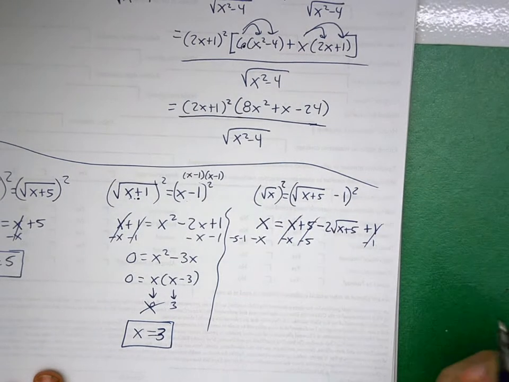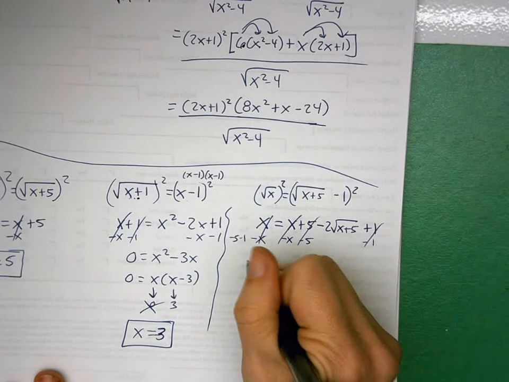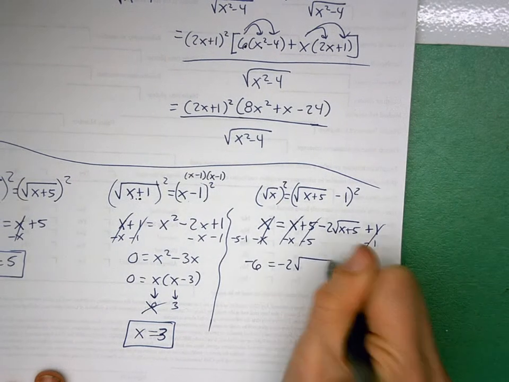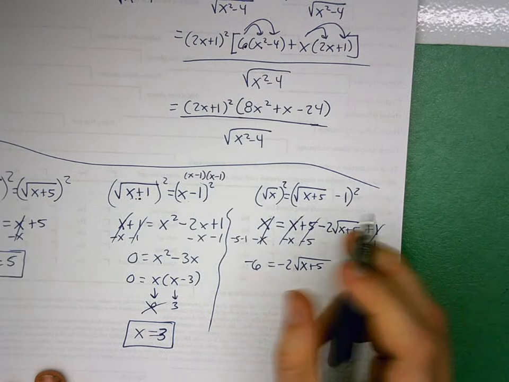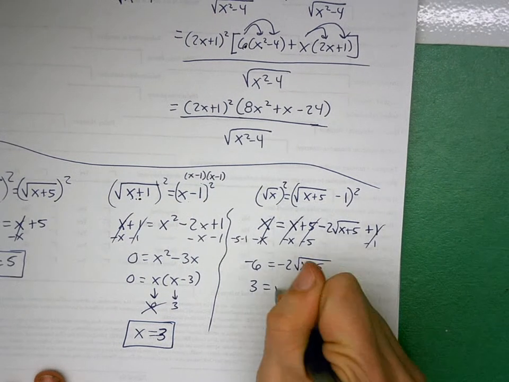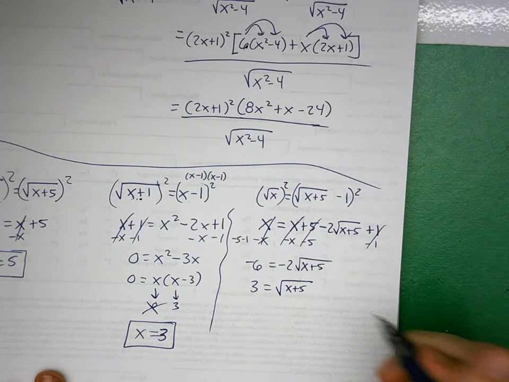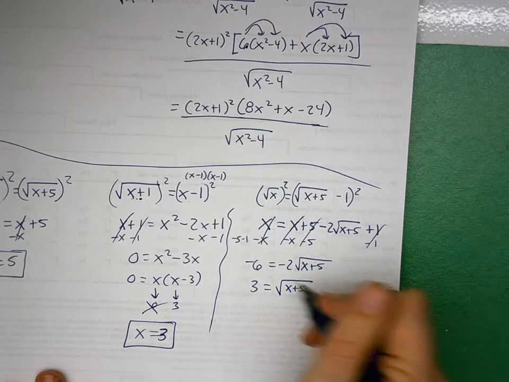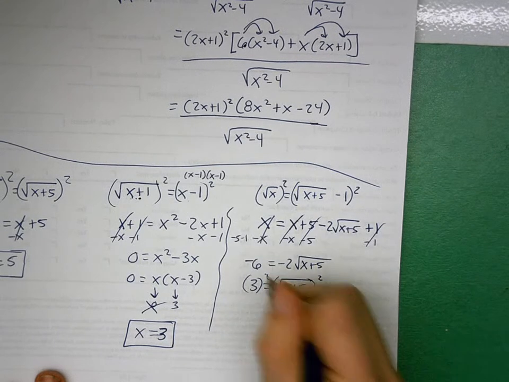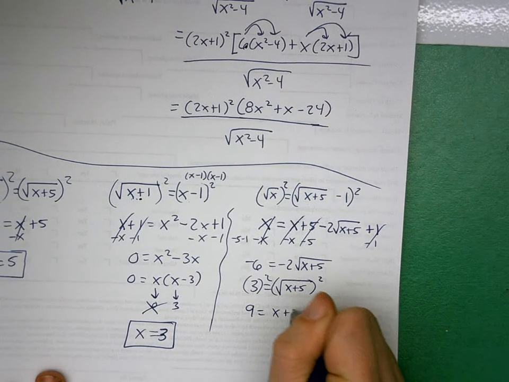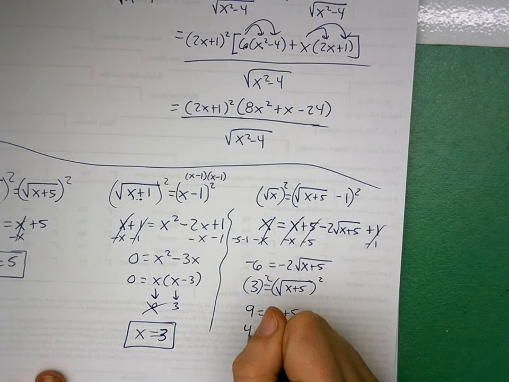Okay, what I'm left with is negative 6 equals negative 2 root x plus 5. Dividing the negative 2 over, you'd get 3 equals root x plus 5. And then squaring both sides, since the square root is now isolated, you'd get 9 equals x plus 5. Subtracting that 5 over, x is 4.